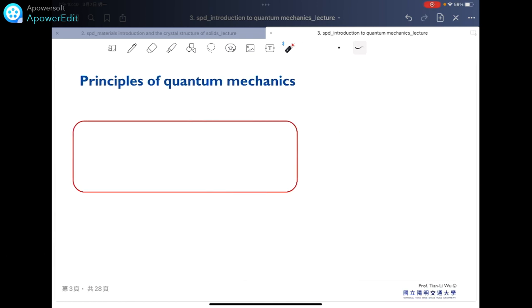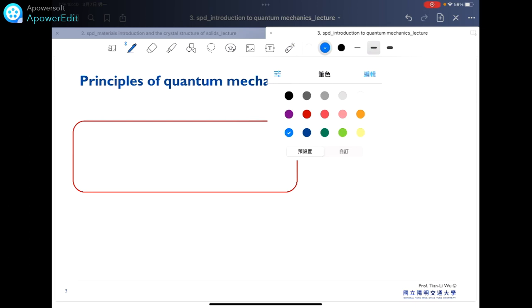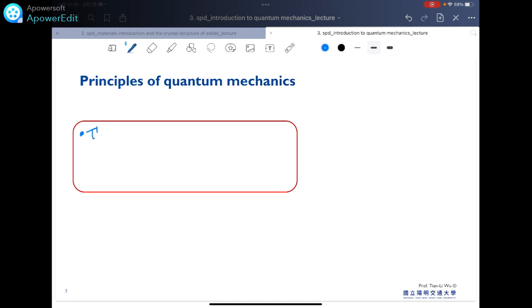Before we consider the principles of quantum mechanics, there are three principles that we need to first remind everyone of. These you have already learned from high school or from modern physics. The first one is the principle of the energy quantum. And the second one is the wave-particle duality principle.